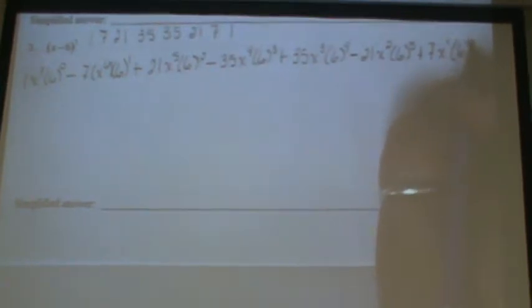35 x to the fourth 6 cubed plus 35 x cubed 6 to the fourth minus 21 x squared 6 to the fifth plus 7 x to the 1 6 to the sixth and then minus 1 x to the 0 6 to the seventh.